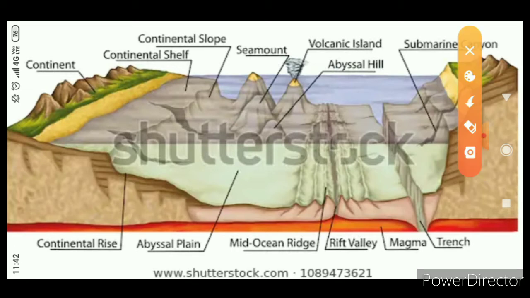Mid-oceanic ridge. கடலடி மலைத்தொடர்கள். It is the most extensive chain of mountains on the earth, stretching nearly 65,000 kilometers and with more than 90% of the mountain range lying in the deep ocean. Next one, magma. பாறை குழம்பு. Very hot liquid rock found below the earth's surface.